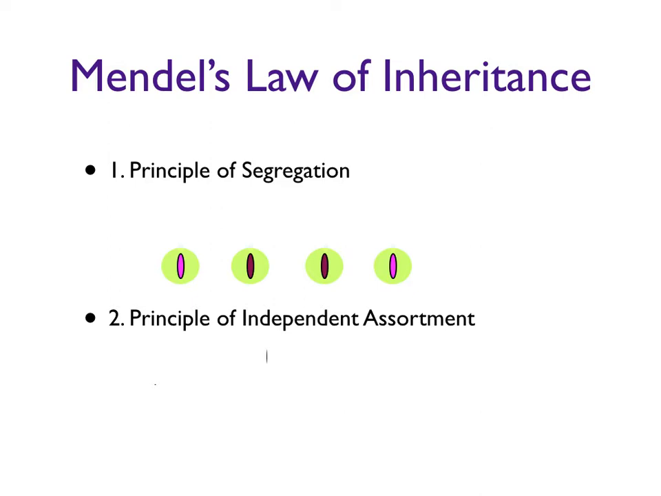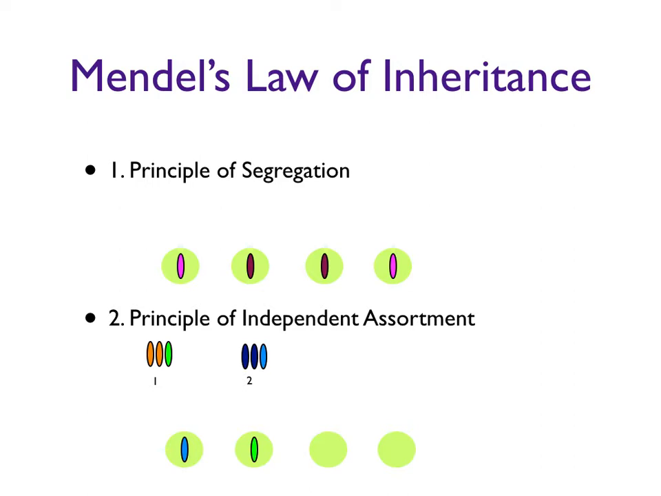The principle of independent assortment is a little more complicated. It says that alleles of one gene pair assort independently of other gene pairs on non-homologous chromosomes. To better explain this, take a look at the screen. Notice here that there are 2 pairs of homologous chromosomes which have already undergone the process of replication. So at this point, each chromosome is ready to be partitioned into one of the 4 egg cells. So for example, the first chromosome may be partitioned into this egg cell, while this chromosome may be partitioned into this egg cell.